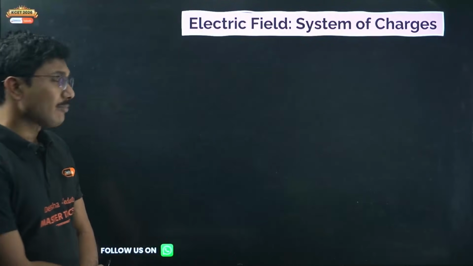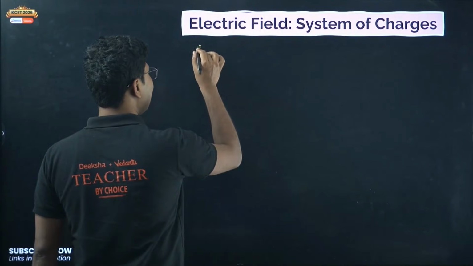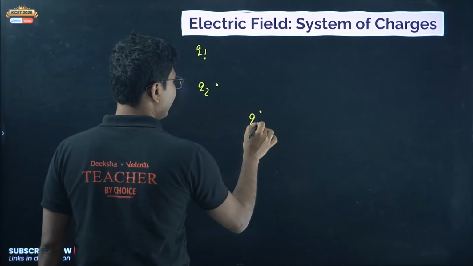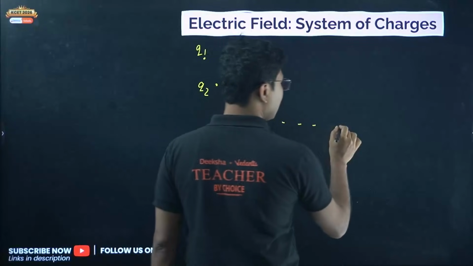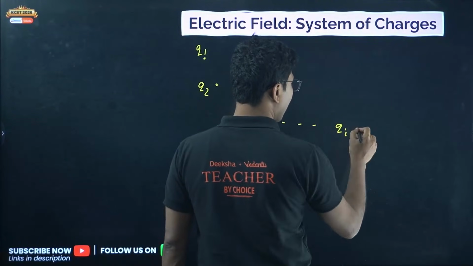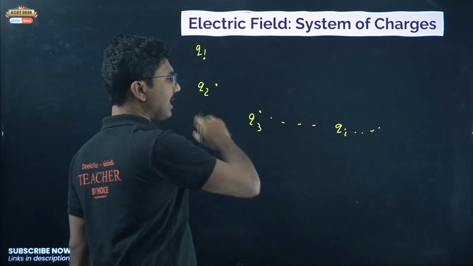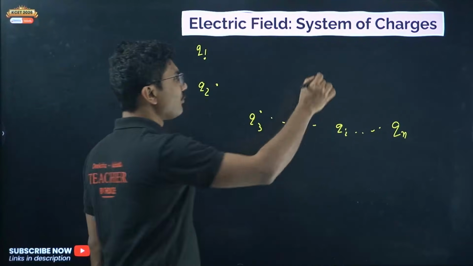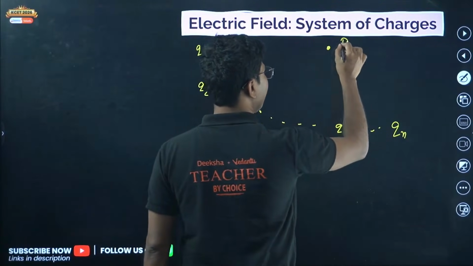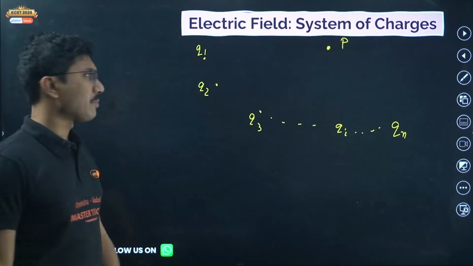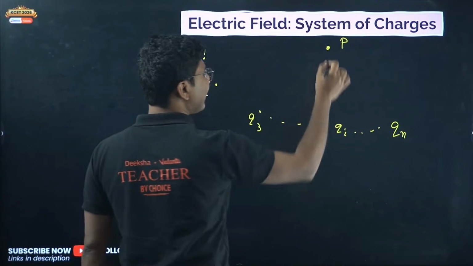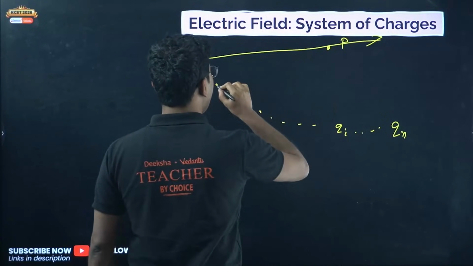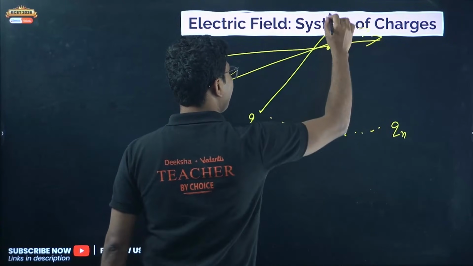Electric field due to a system of charge. Suppose we have a charge say Q1, another charge Q2, another charge Q3, and so on. We have another charge at some point Qi, and we have many charges up to Qn. Qi is some intermediate charge, and you are trying to find electric field at some point, say P. Some of them can be positive, some of them can be negative. So what is the net electric field at this point? For that, you have to join each and every point and you have to add them vectorially.